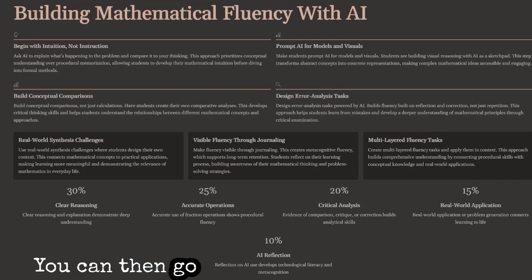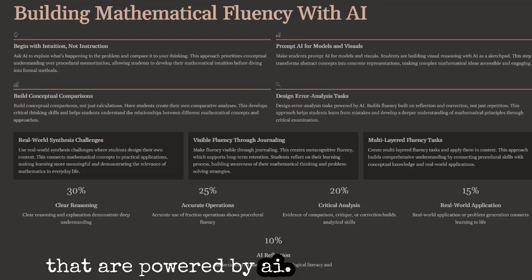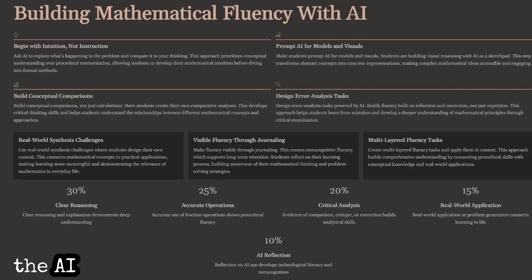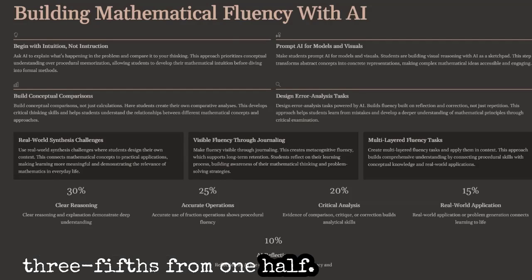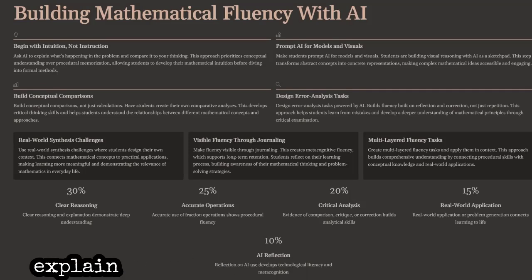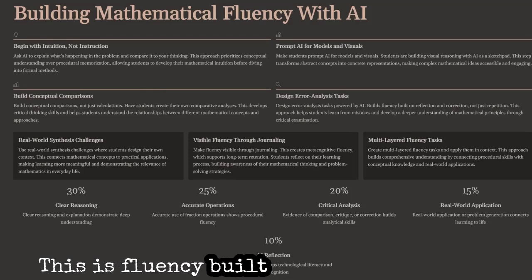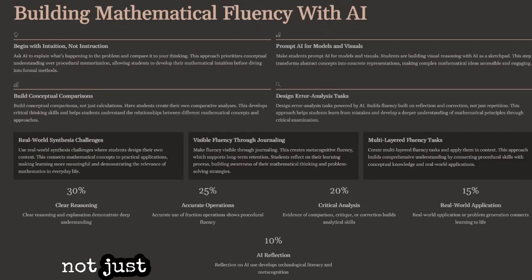You can then go to design error analysis tasks that are powered by AI. You can have students prompt the AI by asking them to show a common mistake someone might make when subtracting 3/5 from 1/2. Then you can have them explain what the mistake is, explain why it happens, fix it, teach it back. This is fluency built on reflection and correction, not just repetition.